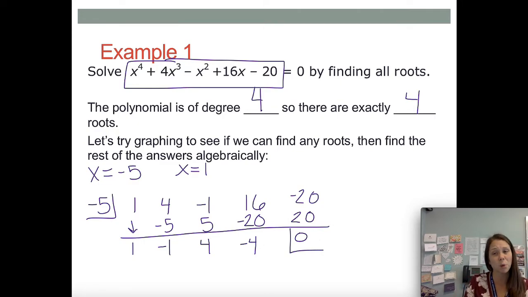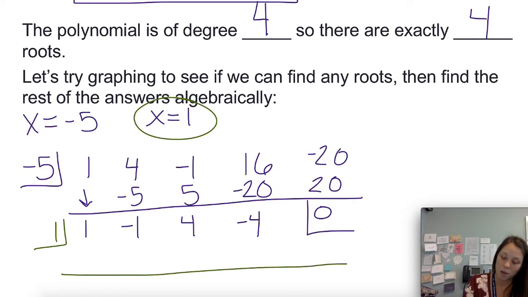Remember, when we use this process of division, you should always get a remainder of 0. And if you don't, you made a mistake somewhere that you need to look back at your work on. Now, I'm going to continue this problem with my next zero right off of where I ended. So I'm going to tack the 1 on to what I have here. Now my coefficients are 1, -1, 4, and -4.